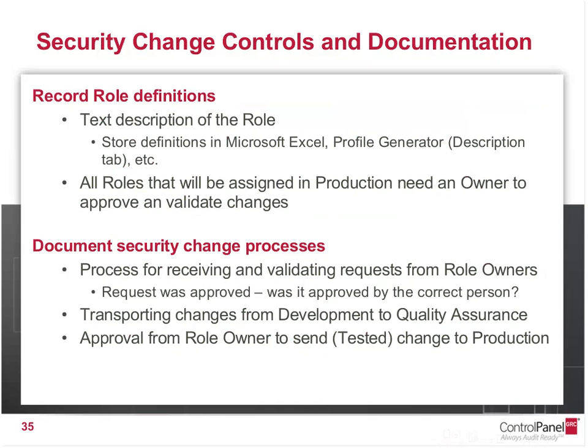If a role is going to be assigned in a production system, we usually recommend that you need to have an owner for it. So that owner is going to be the person that signs off on contents of the role or who gets assigned to the role. So you might have differing owners for assignments at different locations. It's entirely up to you.